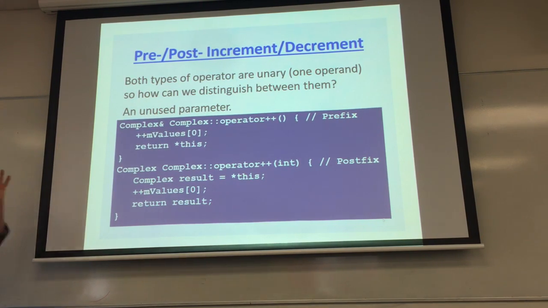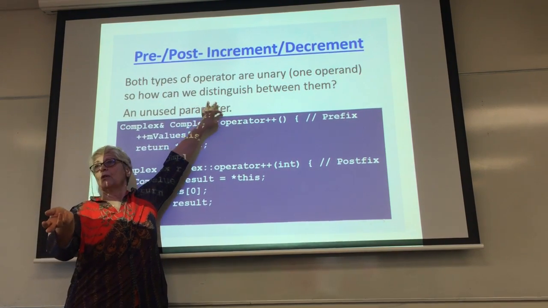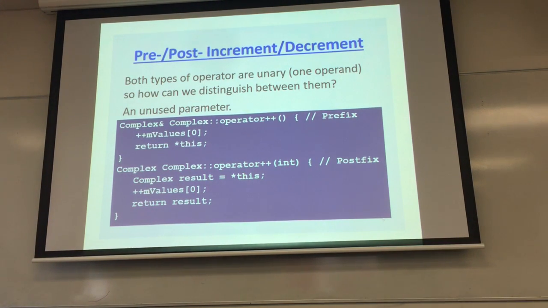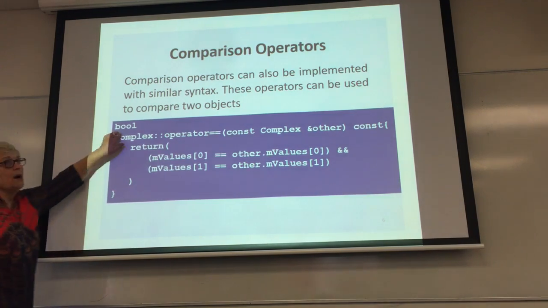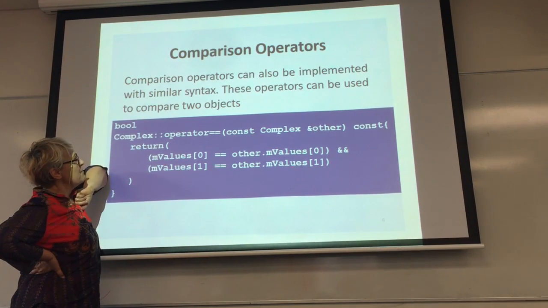Now, notice that this operator is a member of a class in general. In general, it can be a global function. It can. The language does not forbid this, but in general, it's a member of a class, like the assignment operator. Comparison. To compare two complex numbers, we can have it like a member of a class. Again, it can be not necessarily a member of a class.